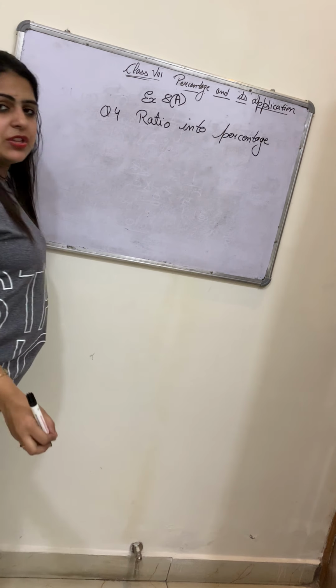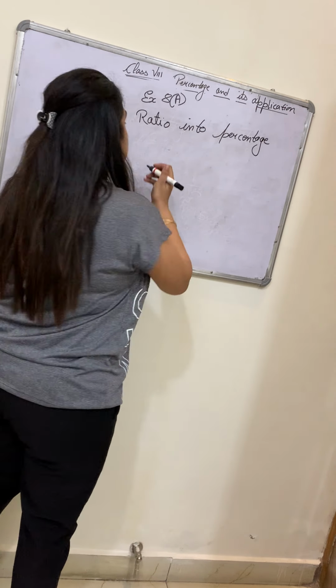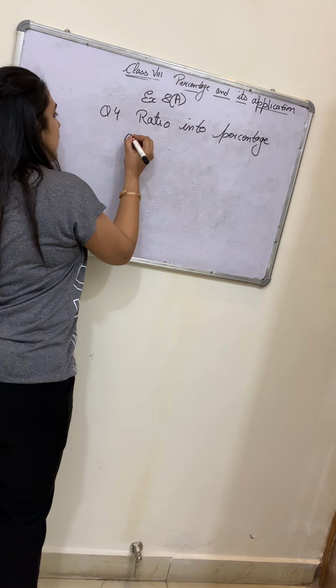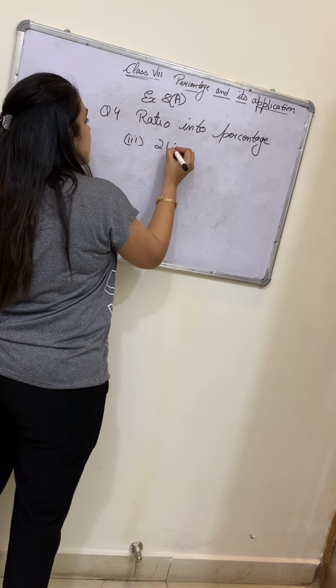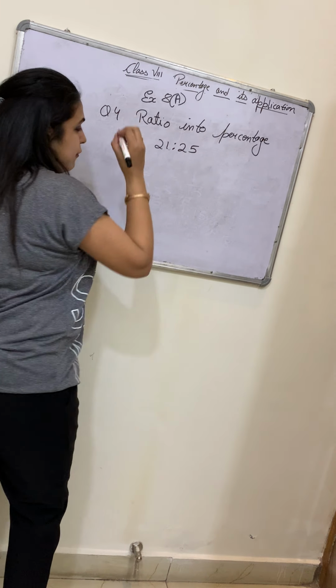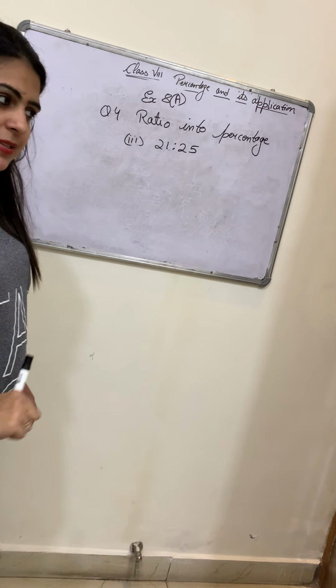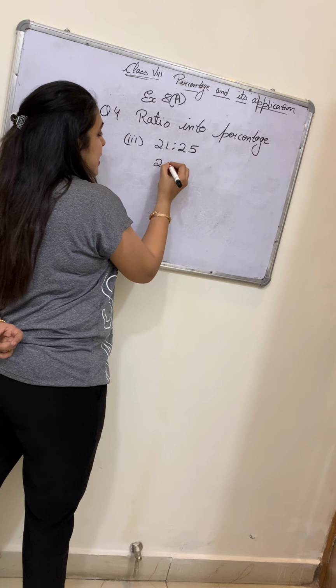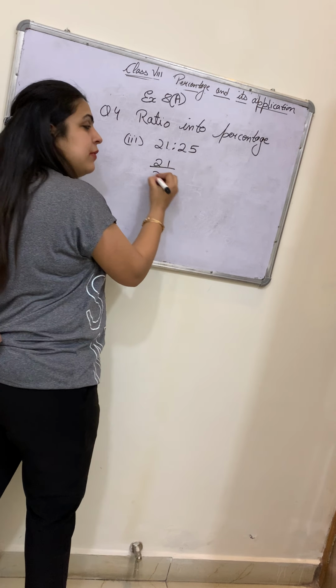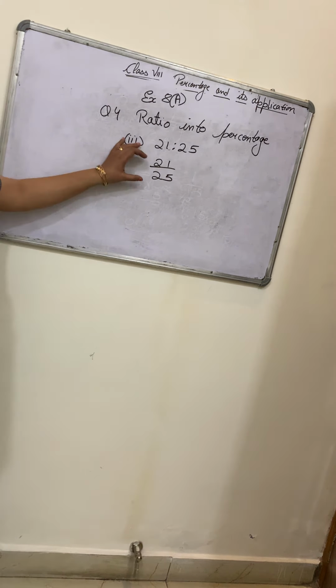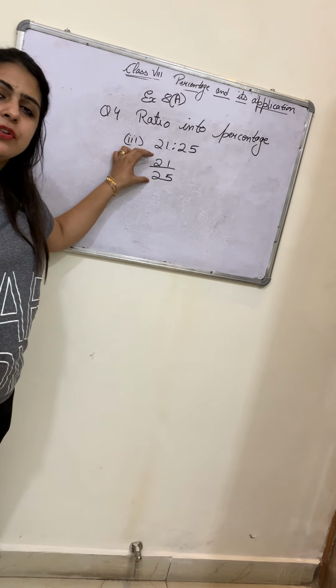We are going to change the ratio into percentage. I am doing the third part for you, that is 21:25. We have to change it to percentage. The ratio is written as 21/25. For changing, this is now converted to a fraction.